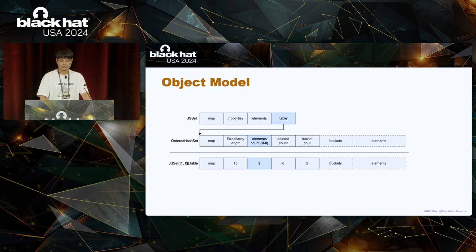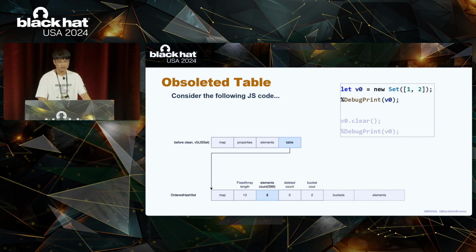Here is an example where we create a JSSet with integer 1 and integer 2, and the element count on the table is 2. Let's take a look at the JS examples on the right. At first, we create a set structure with 2 elements. The internal memory layout of V8 is consistent with the examples in the object model we introduced earlier. The variable V0 takes a pointer to an ordered hash set storing 2 elements, and the element count property is a small integer of 2.